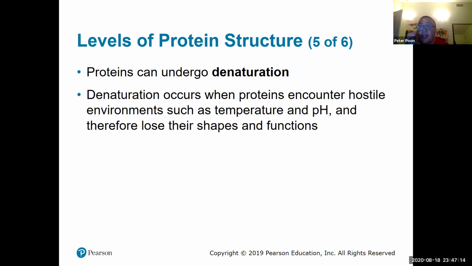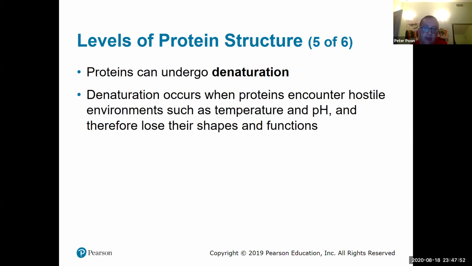So proteins can undergo denaturation. Take an egg and throw it onto a hot frying pan. What happens to the egg white? It goes from being clear to actually white. It goes from being a gooey mixture to a solid substance. That is denaturation.